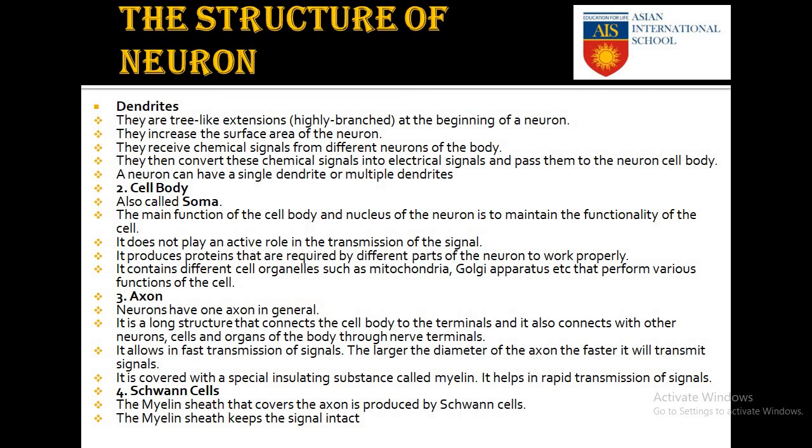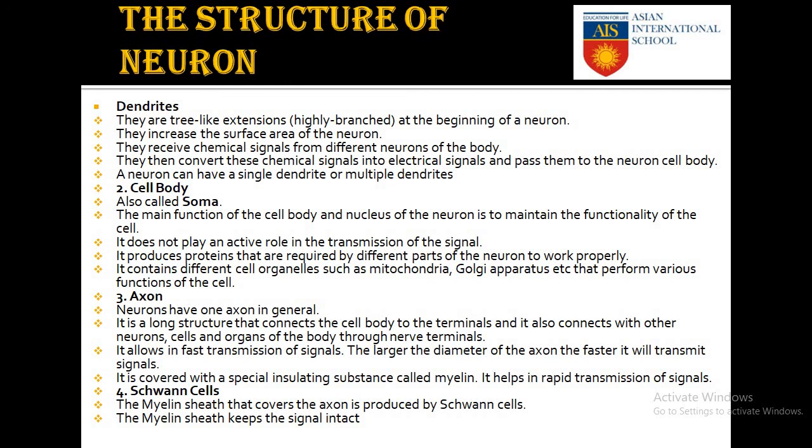A neuron can have one dendrite or multiple dendrites. Now, the cell body, also called soma or perikaryon or cyton. The main function of the cell body and nucleus is to maintain the function of the cell, because as we know, the nucleus controls and coordinates all the activities of the cell. It does not play any active role in the transmission of the signal. It produces proteins required by different parts of the neuron to work properly. It contains different cell organelles such as mitochondria, Golgi apparatus, etc. that perform various functions of the cell.